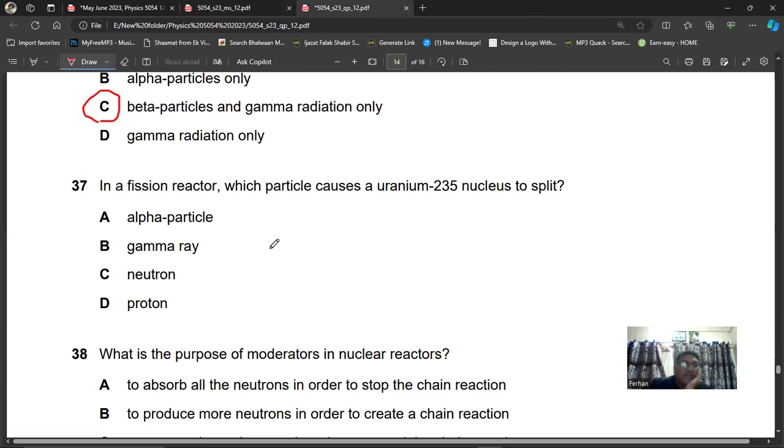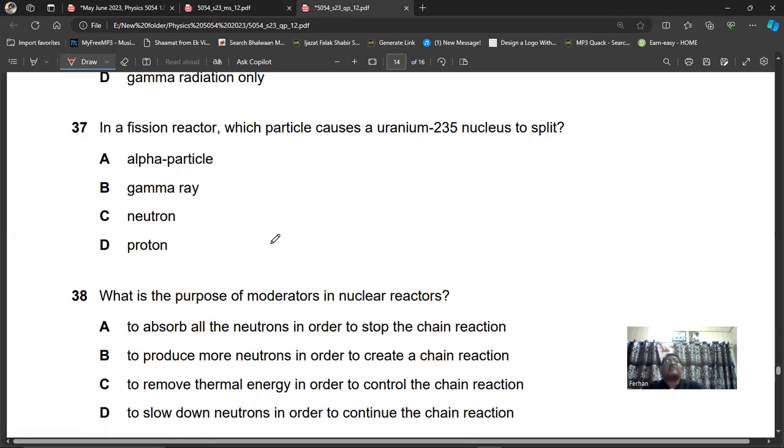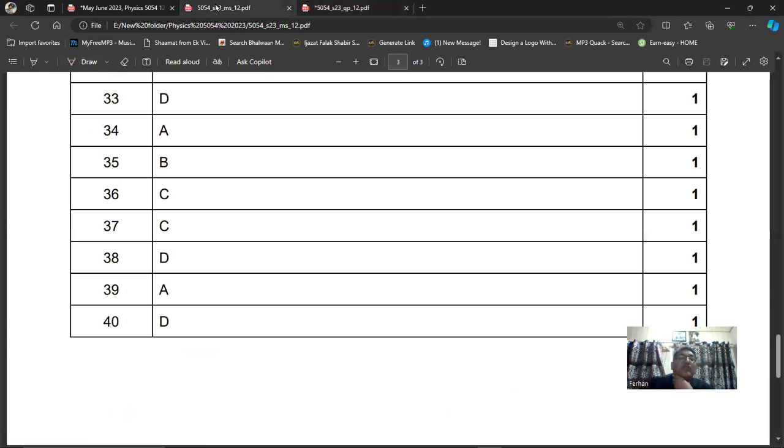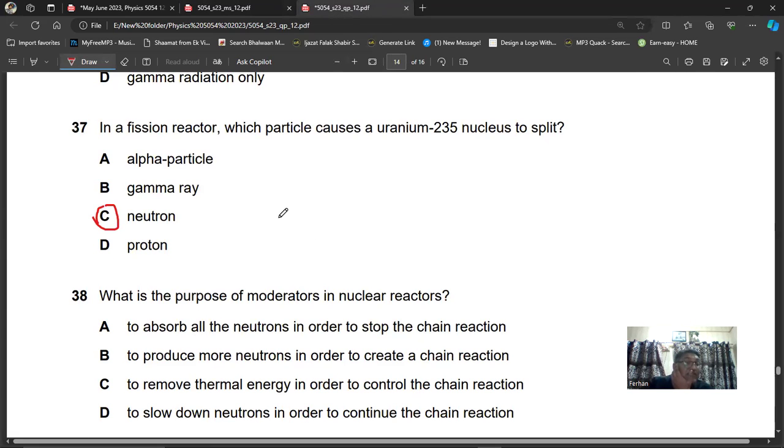Question number 37. In a fission reactor, which particle causes a uranium-235 nucleus to split? In a fission reactor, we take a uranium nucleus and we bombard it with a neutron. And the uranium nucleus splits and forms the nuclei of barium and krypton. So the particle which we used is the neutron. So C is the choice. Question number 37, C is the right choice, sir.